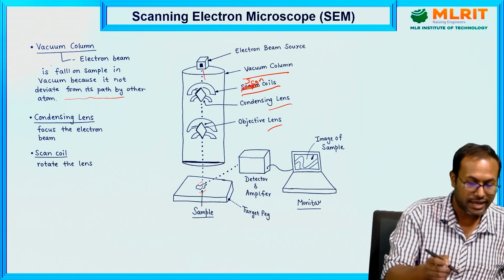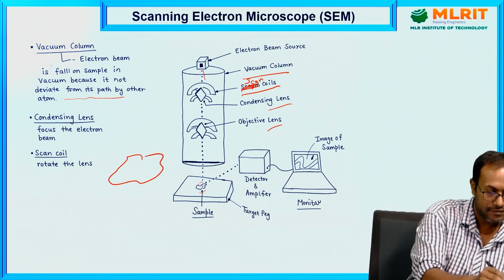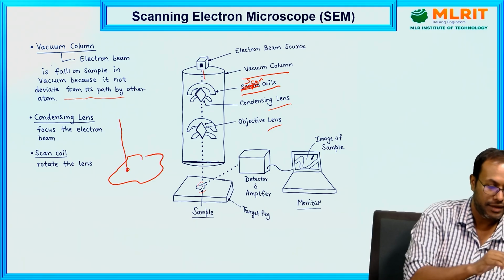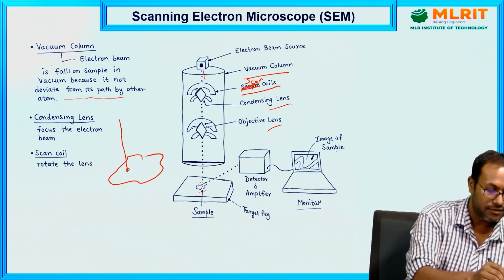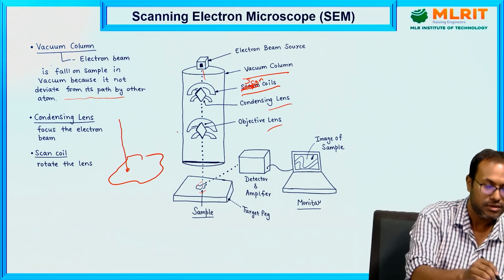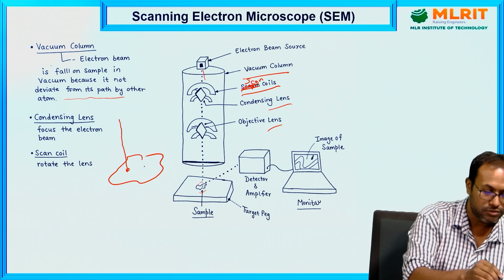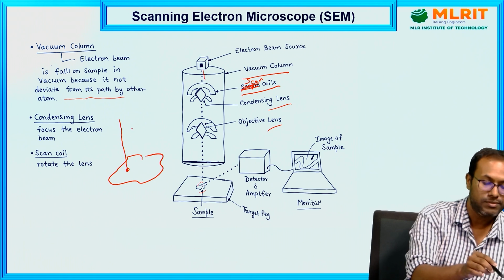Why is a scan coil actually needed? A little more clarity. Suppose this is the sample, okay, the electron beam is coming and falls on this place, okay. From there electrons come out. Now we want to scan this portion. Then another point also needs to be scanned. So we need to change the direction of the electron beams. How to change the direction?